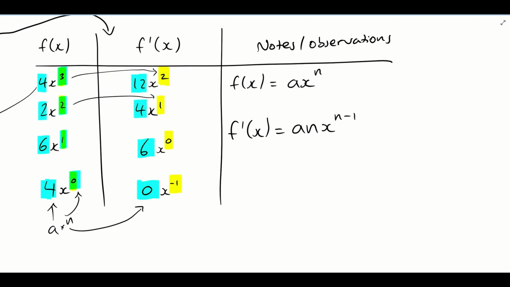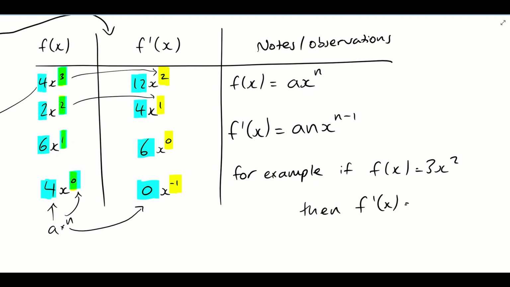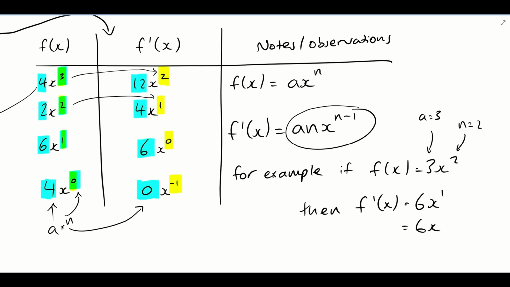For example, one extra example: if f of x is equal to 3x squared, then the derivative is going to be, well, this is a equals 3, n equals 2. So we put it into this formula here. 3 times 2 is 6, x, and then the n was 2, so n take 1 is just going to be 1. And of course, x to the power of 1 is just x, so the derivative is 6x.